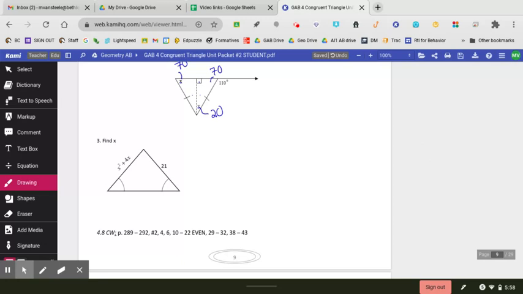Lastly, example 3, I want you to pause and try on your own and come back and check. Okay, so for this problem, we need to remember some stuff from algebra. We have congruent base angles, which means the sides opposite those angles are congruent. So that means x squared plus 4x equals 21. This is a quadratic. To solve a quadratic, it must equal 0. So that means I'm going to subtract 21 from both sides. So I get x squared plus 4x minus 21 equals 0.